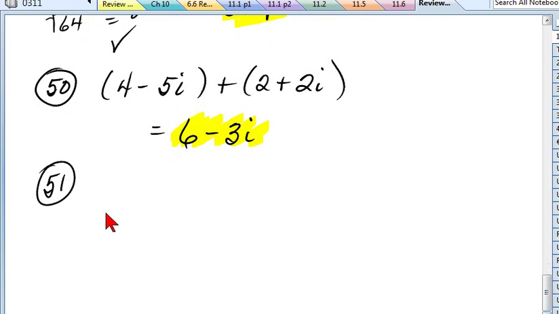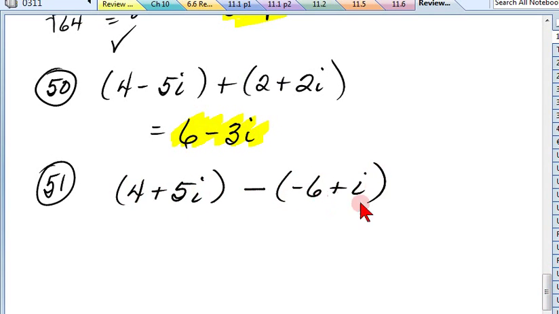Number 51 has 4 plus 5i minus the quantity negative 6 plus i. Well, what do you have to do when you've got a subtraction? Change it to addition, and change everything inside the parentheses to its opposite. Now, the real parts, plus 4 and plus 6, for 10. The imaginary parts, plus 5 and minus 1, for 4i. Is that okay?